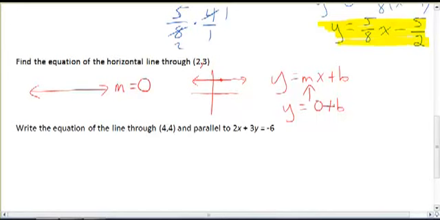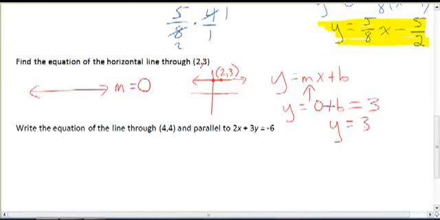0 plus b. Well, what is b? b is the y-intercept. Let's think about what that could be. The line is horizontal. It goes through the point 2, 3. That means at this point right here, it's got a y value of 3. So at this point right here on the y-axis, its y value also must be 3. That tells you that b is 3. So in other words, this equation is just y equals 3.